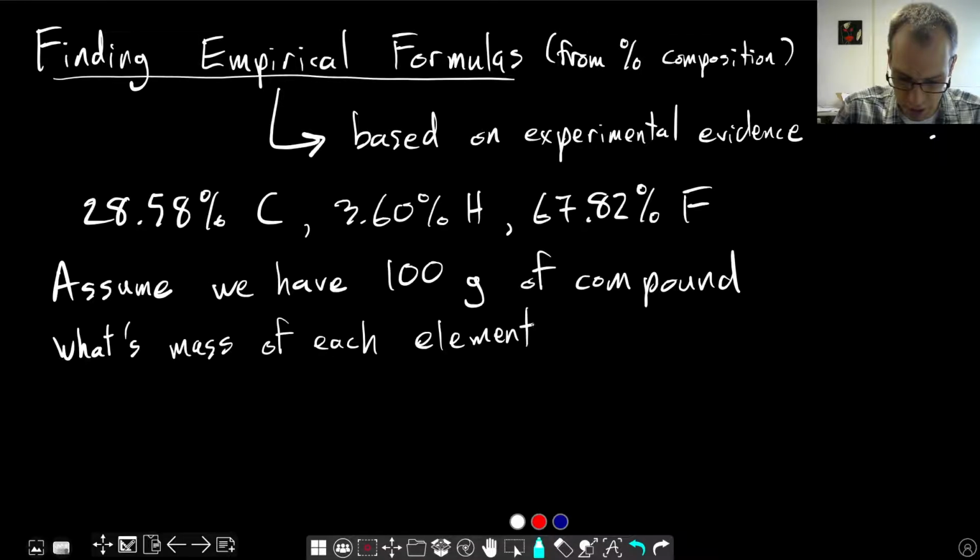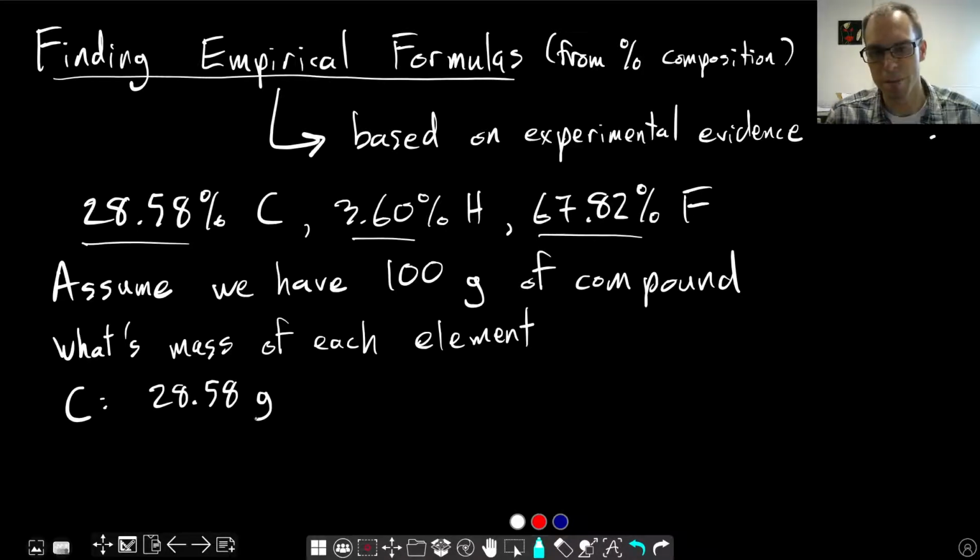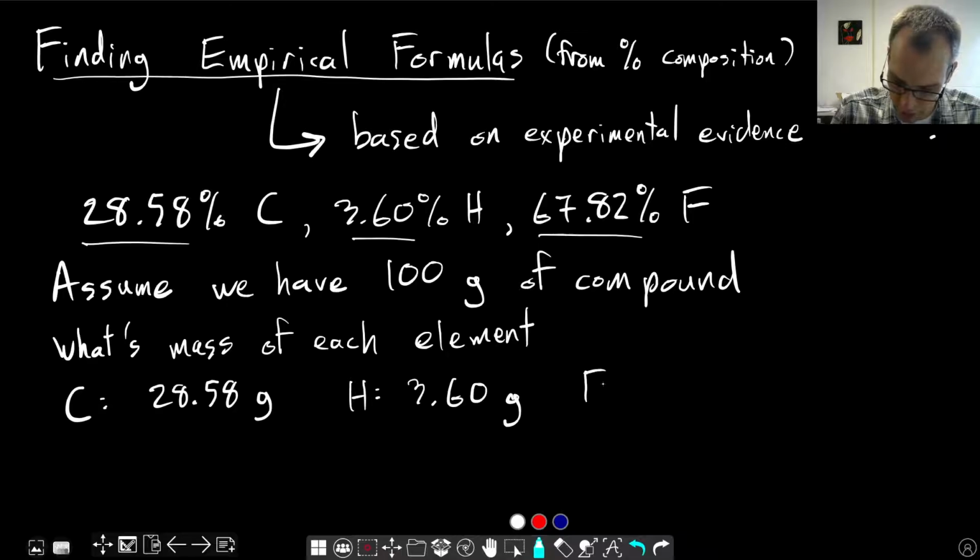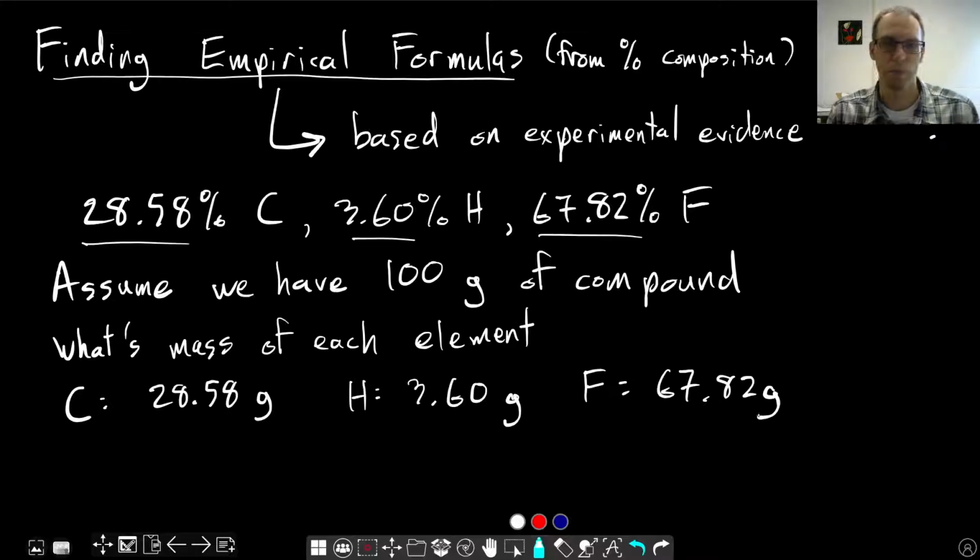And here we're just going to use directly these percentages that are given to us right here. And so since this is out of 100, we can say, well, for carbon, we have 28.58 grams. That's 28.58% of 100. For hydrogen, we have 3.60 grams. And for fluorine, we have 67.82 grams. Great. Now the next step we need is to use our idea of the mole to go from masses to numbers of atoms, or moles of atoms.